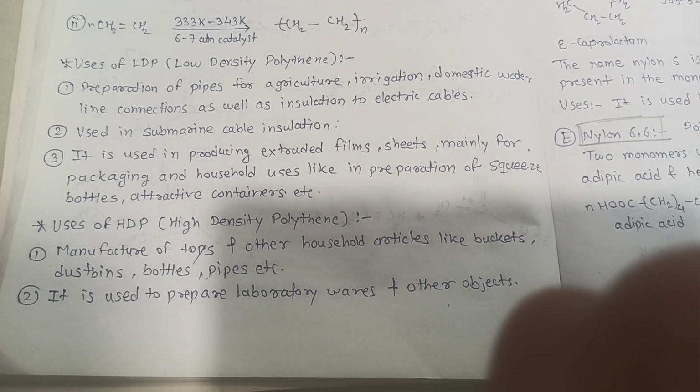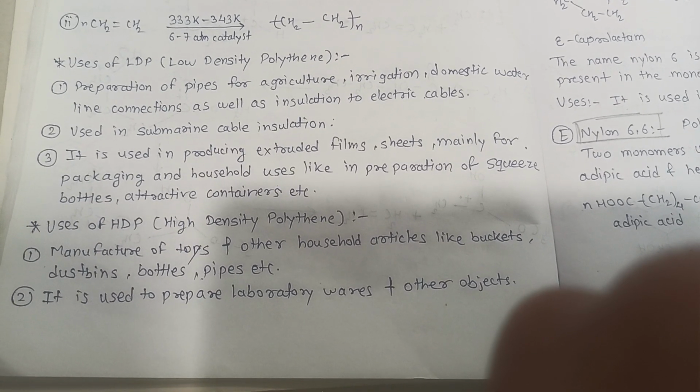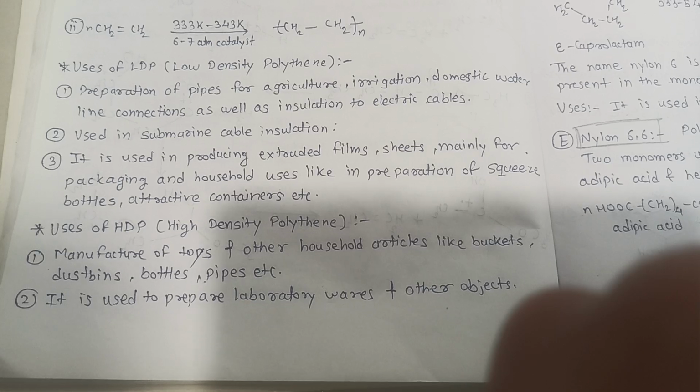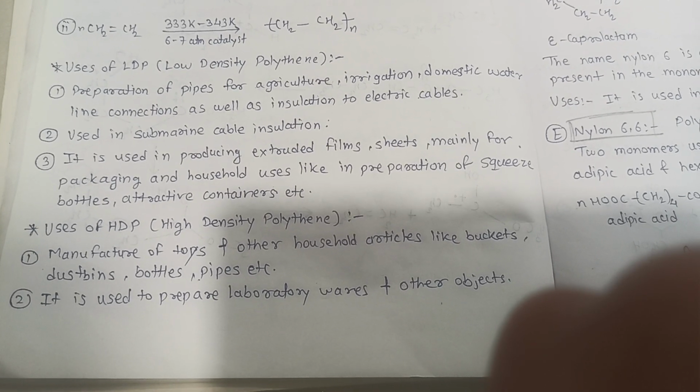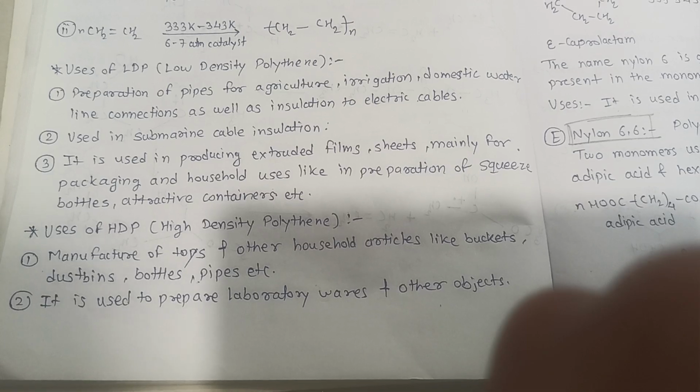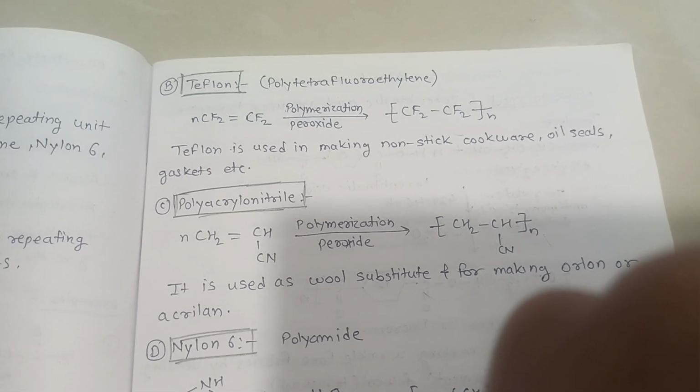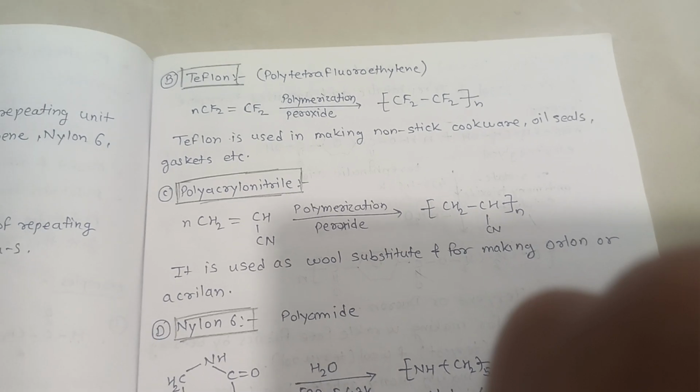Uses of HDP, high density polyethylene. First use, manufacture of toys and other household articles like buckets, dustbins, bottles, pipes, etc. Second, it is used to prepare laboratory wares and other objects. Then next kind of polymer, polyethylene is finished.